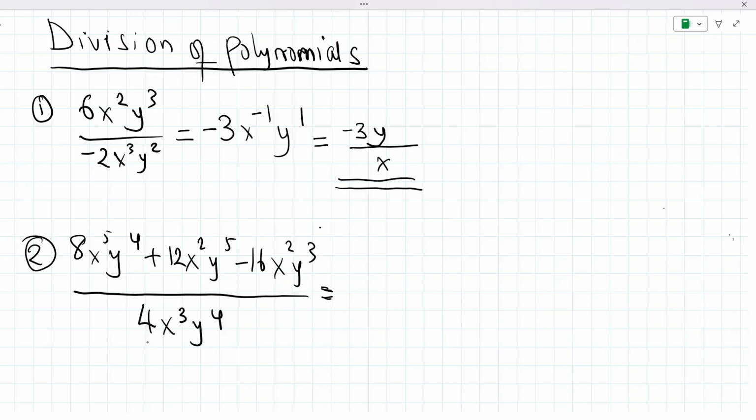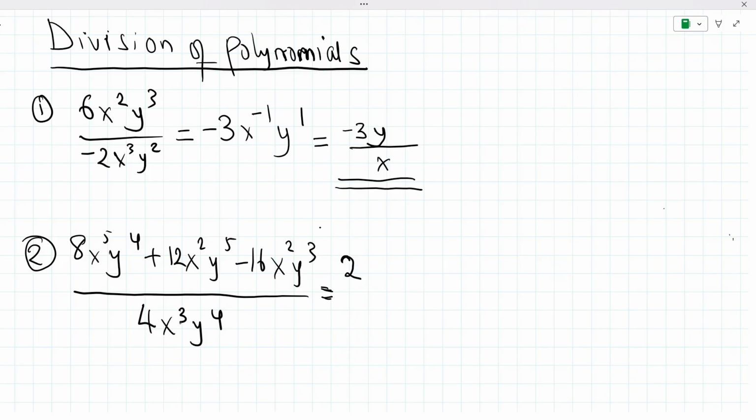So let's look at the coefficients. So we have 4 at the bottom, then we have 8, 12, and 16. And we can clearly see that they are all divisible by 4. So if we divide in the bottom 4 by 4, we get 1. But in the top expression, we will get 2x to the power 5.